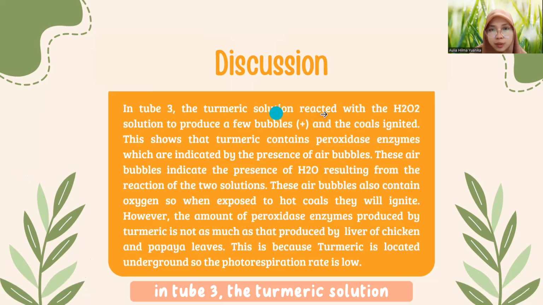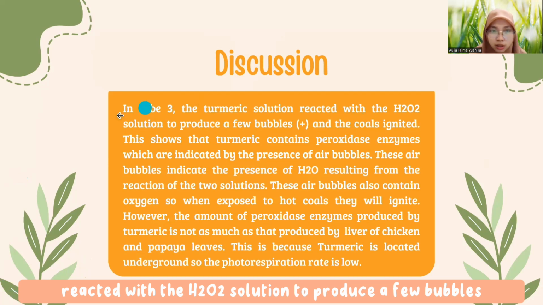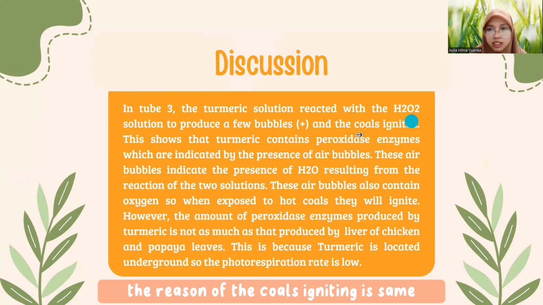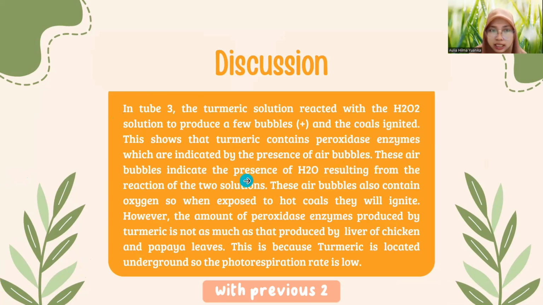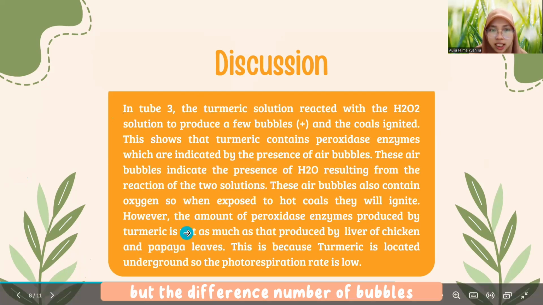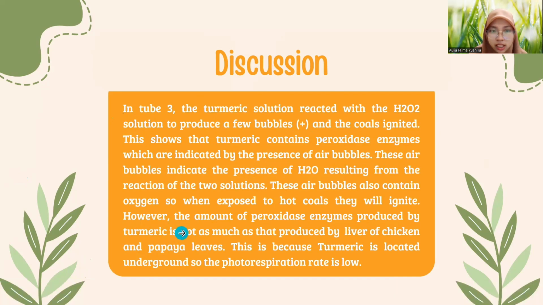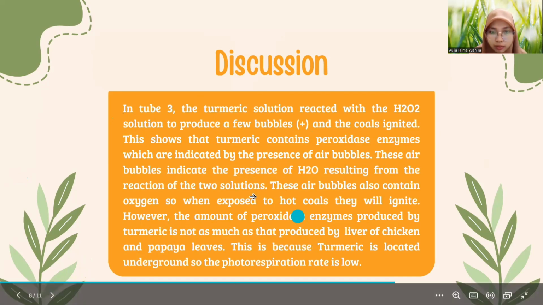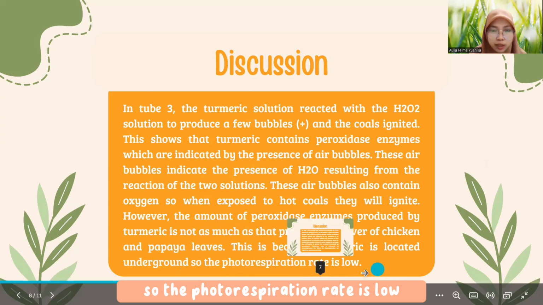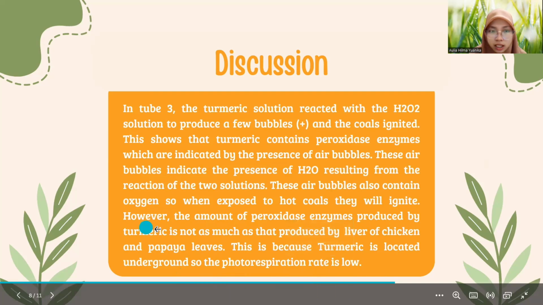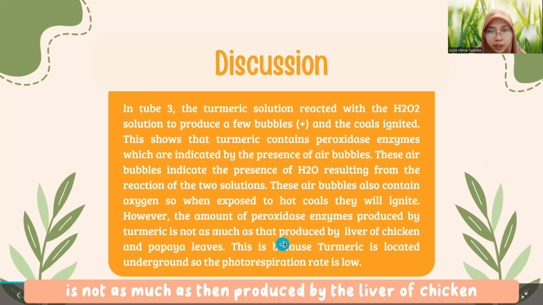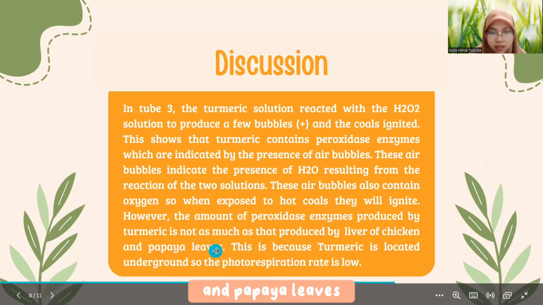In tube 3, the turmeric solution reacted with the H2O2 solution to produce a few bubbles only, plus, and the coals ignited. The reason the coals ignited is the same as in tube 1 and tube 2, but the difference in the number of bubbles is because the turmeric is located underground, so the photorespiration rate is low. This is the reason why the amount of peroxidase enzyme produced by turmeric is not as much as that produced by the liver of chicken and papaya leaves.